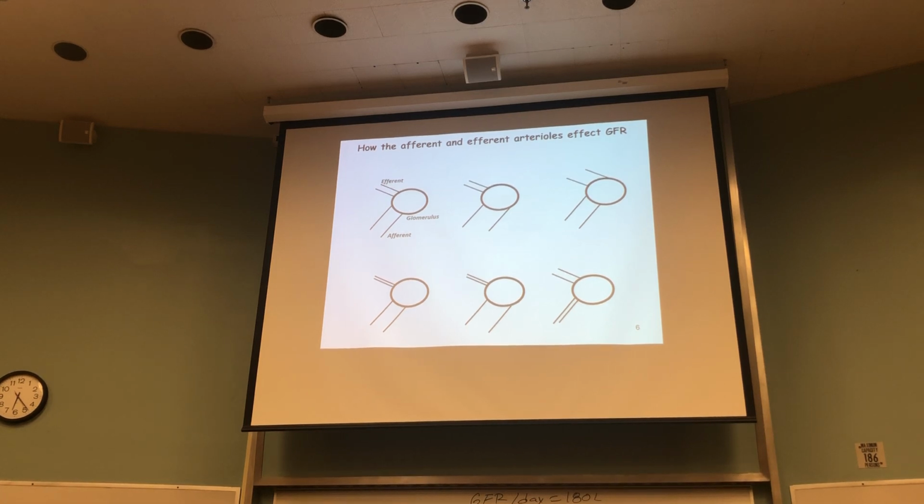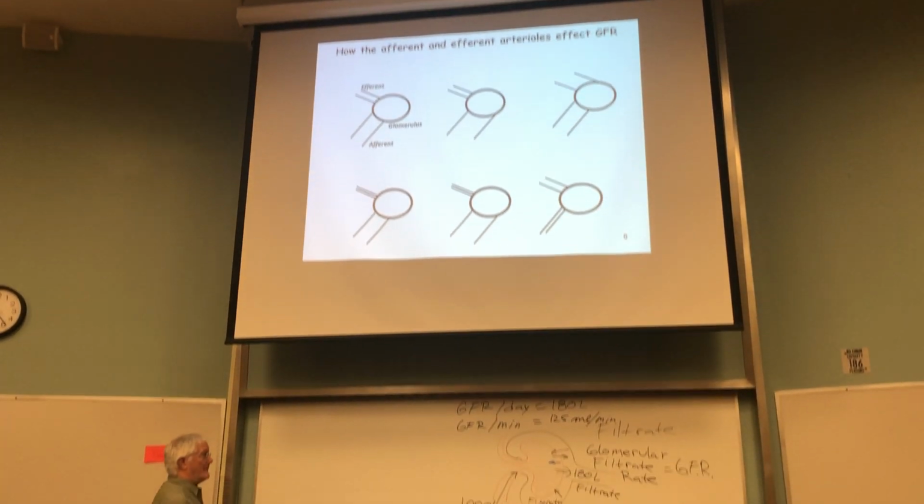The idea is that by altering the afferent and efferent arterioles, I can alter the pressure in my glomerulus. Now, if I alter the pressure, I can alter my glomerular filtration rate, which we'll get into a bit later. You want to keep it at 125. And these are things we can do if my number goes up or goes down. I want to bring it back to normal.